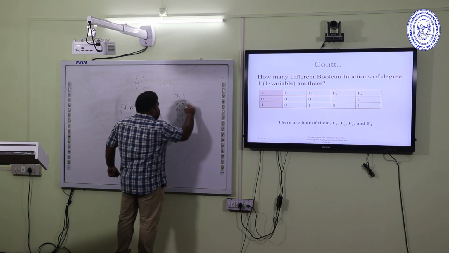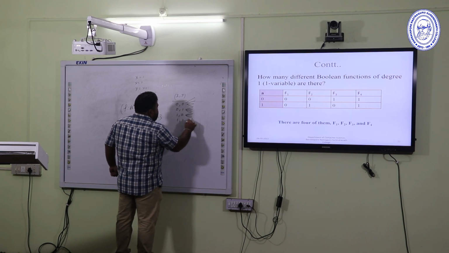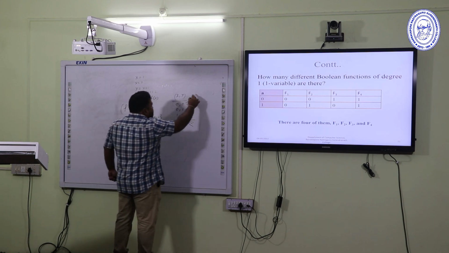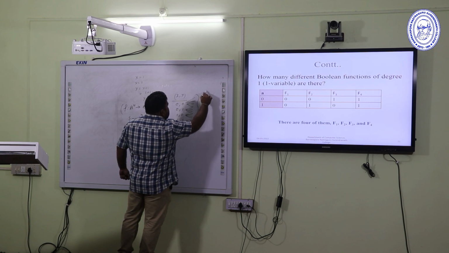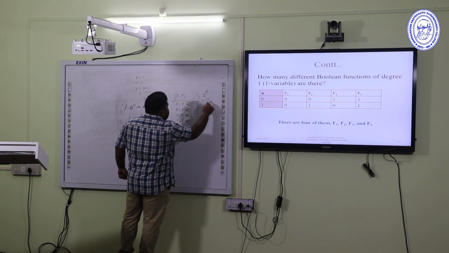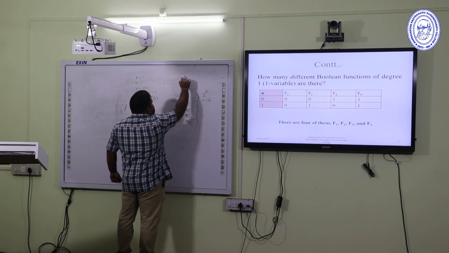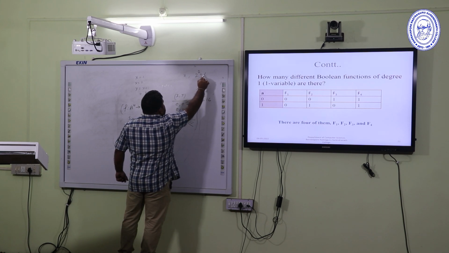That means it can generate 4 functions. So above all, from the x, y variables we can get 2 to the power 4 functions, that is 16 functions. And if we take one variable like x, we can generate only 4 functions.